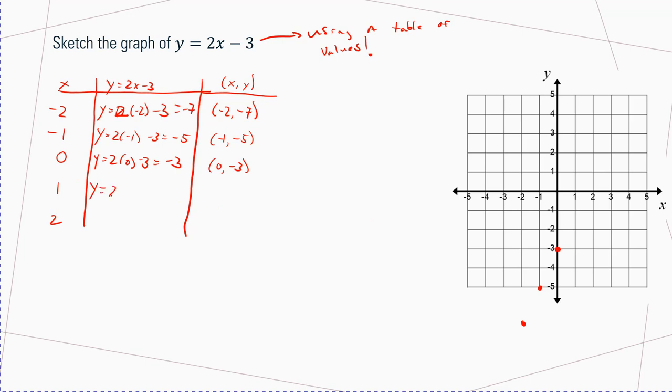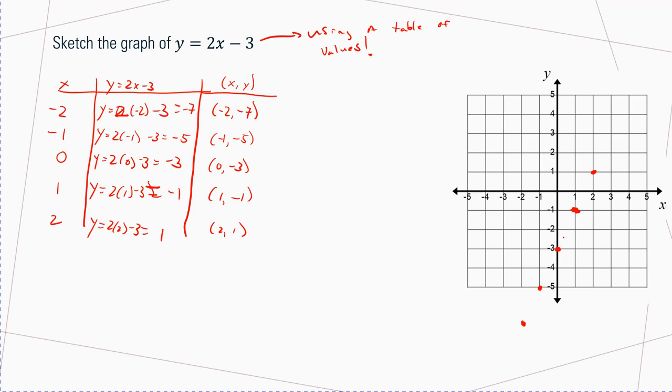Y is equal to 2 times 1 minus 3. Well, 2 times 1 is 2, minus 3 gets me negative 1. So another ordered pair is the point 1, negative 1. And then finally, y is equal to 2 times 2 minus 3. Well, 2 times 2 is 4, 4 minus 3 is 1. So 2 comma 1.